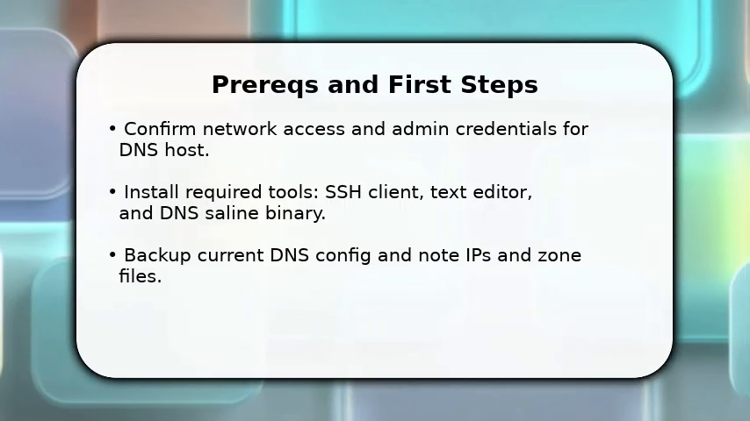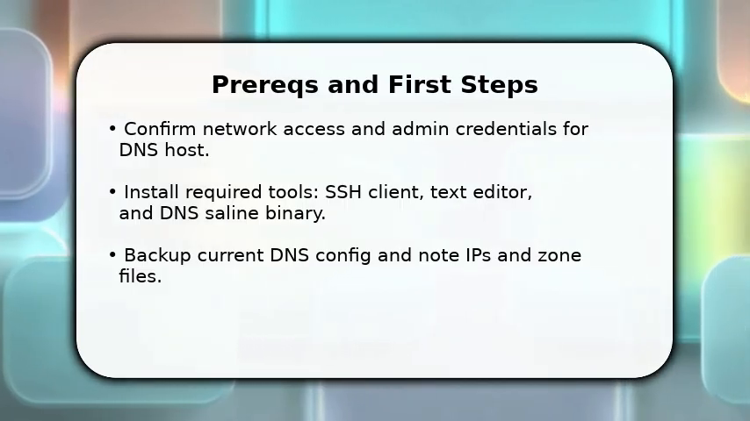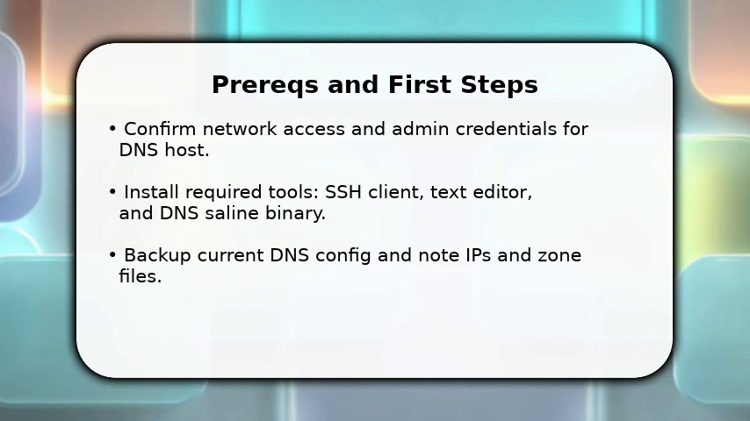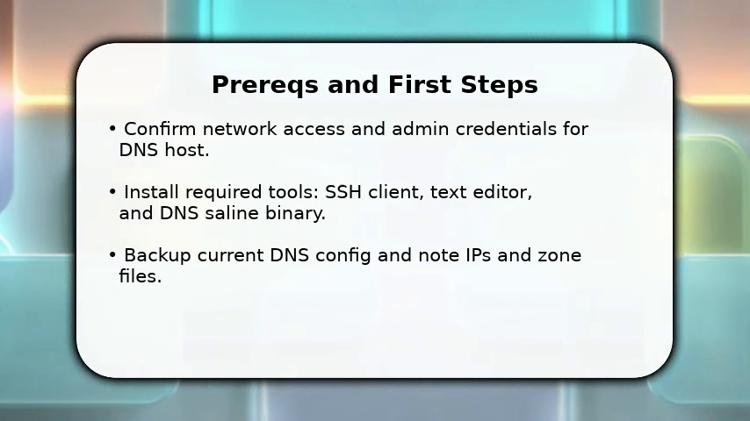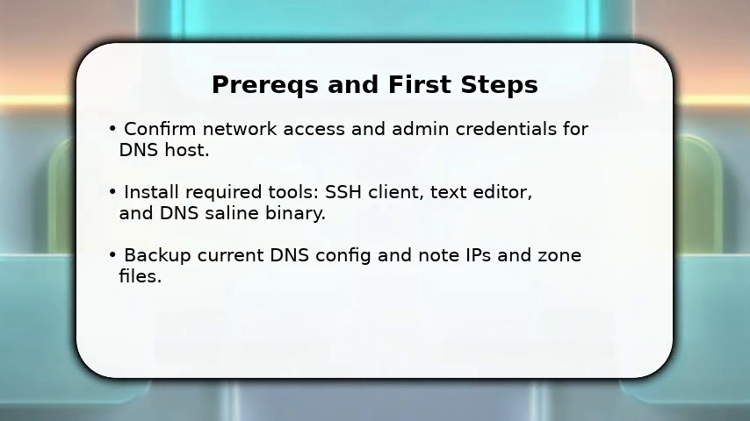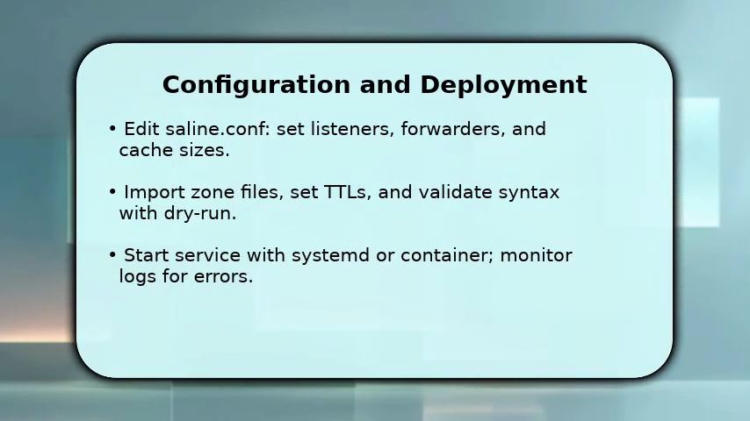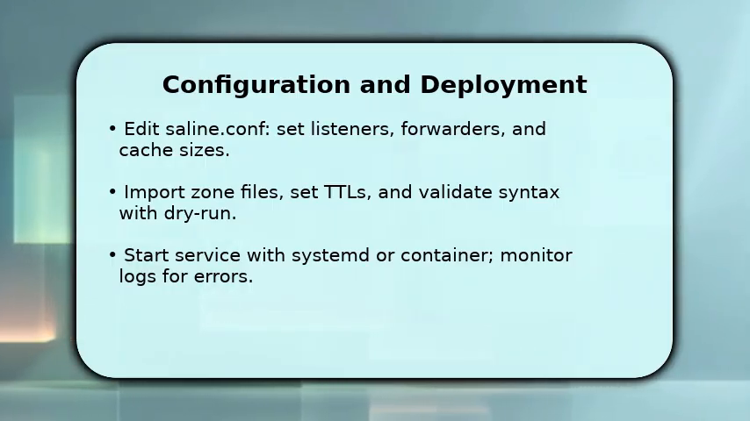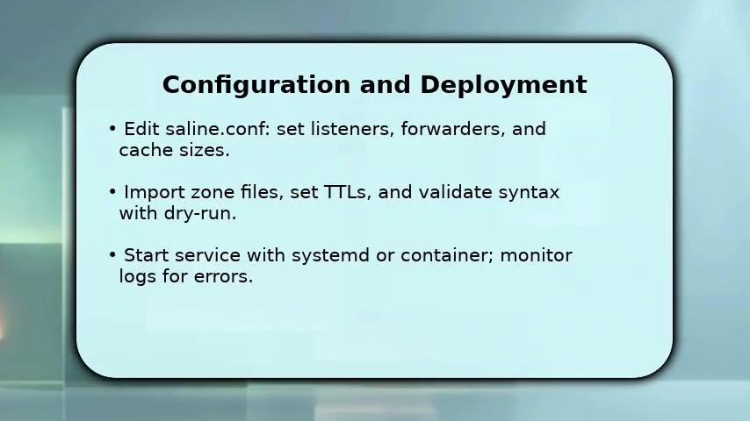Now connect to the target host, verify binaries run, and create a working directory for DNS Saline configuration files before making edits. Once the working directory is ready, edit Saline.conf to define listeners, upstream forwarders, and cache size. You do this to control query flow and performance.